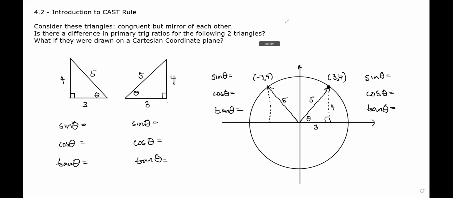Once again, this is going to be a recap and extend into chapter 4.2. Is there any difference between the sine, cosine, and tangent of this triangle and its mirror image? Clearly, it's a mirror image, we see that. But in terms of the ratios, is there a difference in measurement?